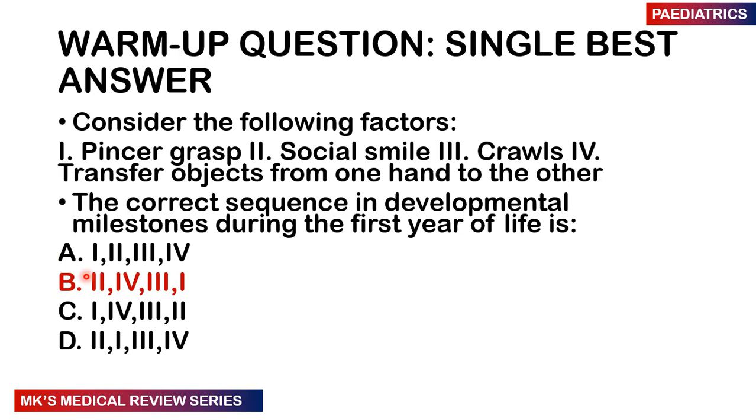So you first have a social smile, then you're able to transfer objects from one hand to another, then you're able to crawl, then you're able to have that pincer grasp.